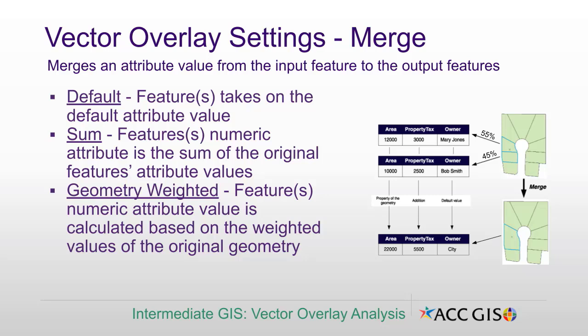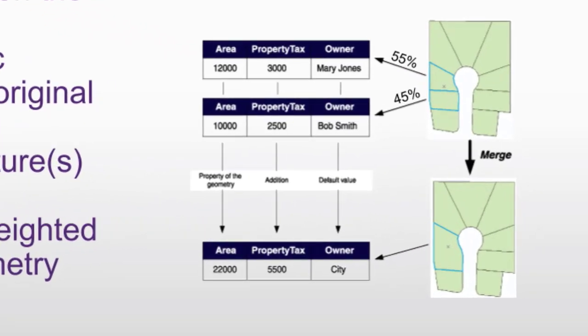When you merge features, the merge policy controls how you merge the attribute values from the input features to the output features. And again, we have three options for the policy: default, sum, and geometry weighted. Default is when the features take on the default attribute value. Sum is when the feature's numeric attribute is the sum of the original features' attribute values. And last, geometry weighted is when the feature's numeric attribute value is calculated based on the weighted values of the original geometry. So again, if we look over on the right, we can see that we have three different fields: area, property tax, and owner, and two different features that are merged into a single feature.